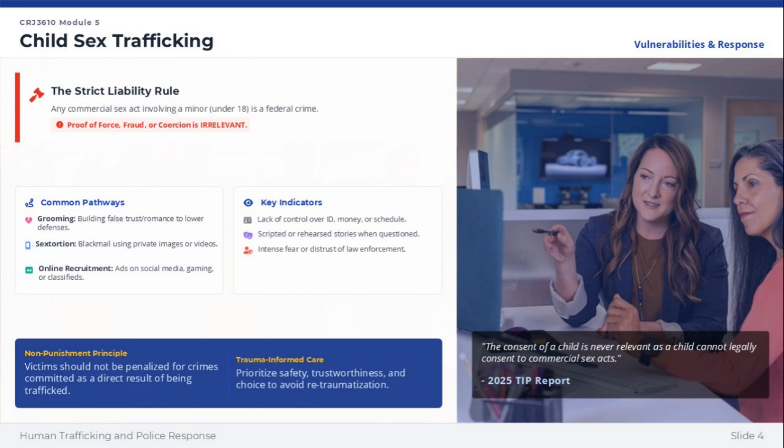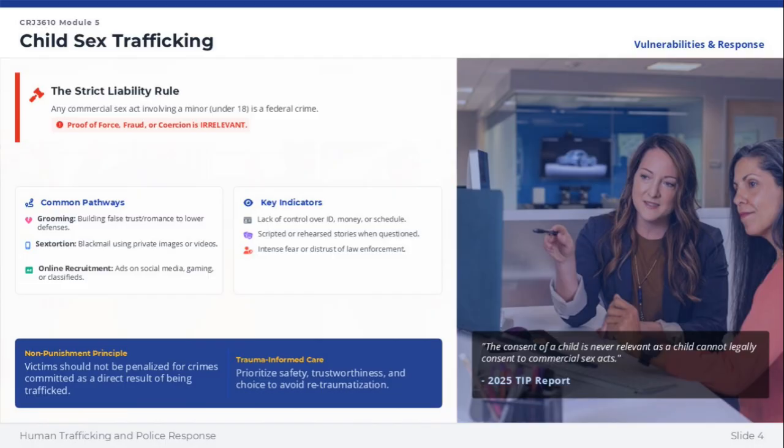Child sex trafficking is legally distinct because any commercial sex involving a minor is trafficking regardless of consent or coercion. The 2025 TIP report stresses that children cannot legally consent to exploitation. Recruitment increasingly occurs online through grooming, sextortion, gaming platforms, or false romantic relationships. Victims often display indicators such as lack of control over identification, rehearsed stories, chronic absence from school, or extreme fear of law enforcement. Trauma-informed policing is critical because aggressive questioning can re-traumatize victims and discourage disclosure.